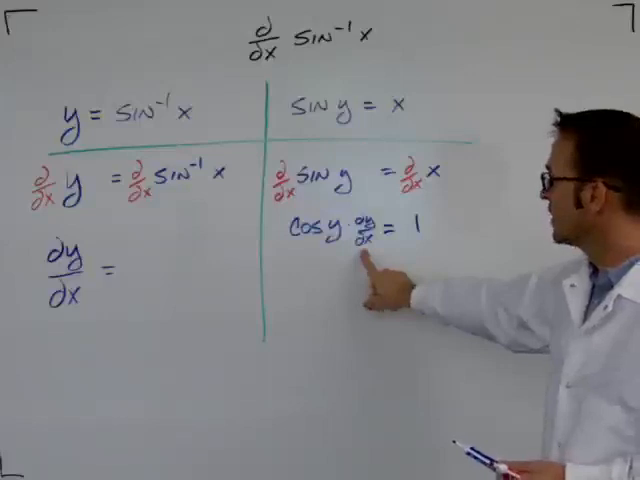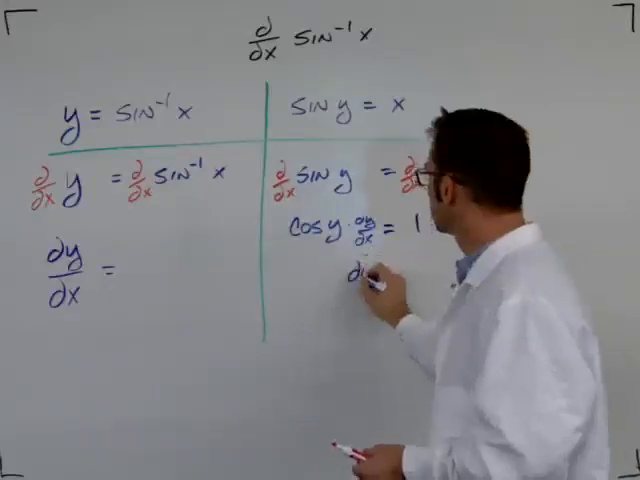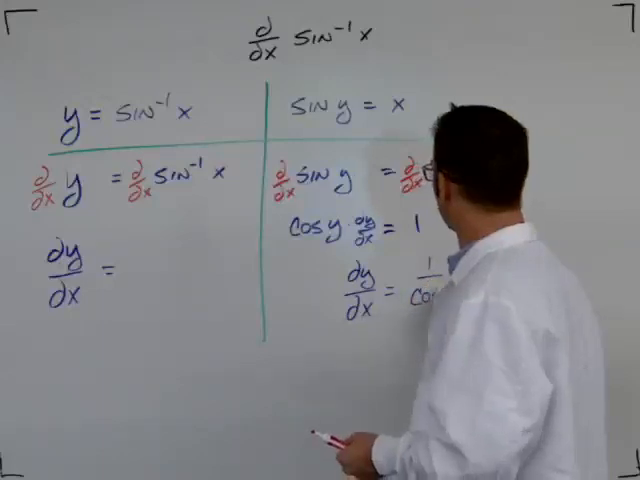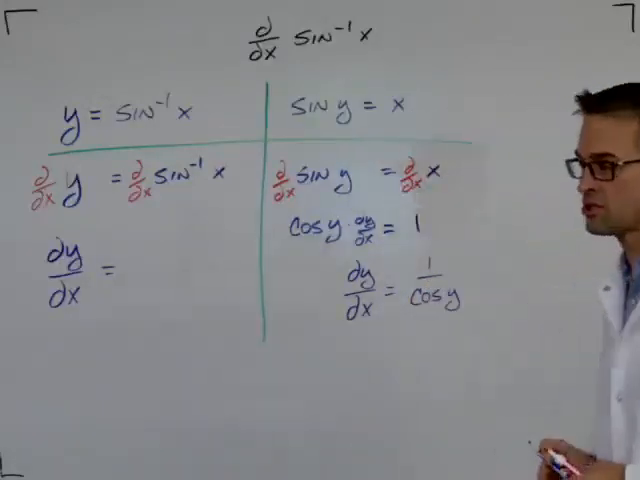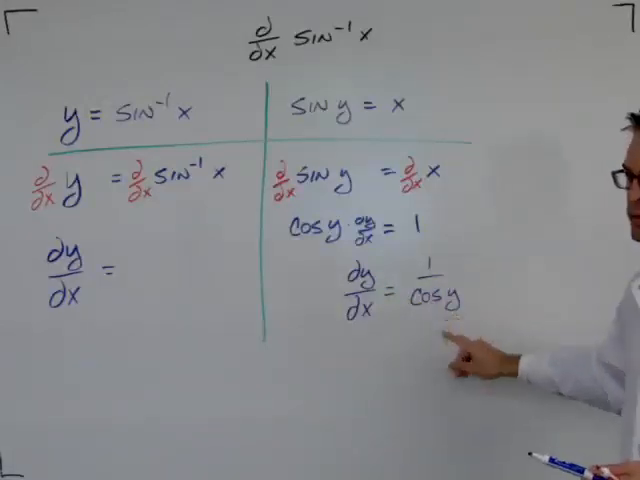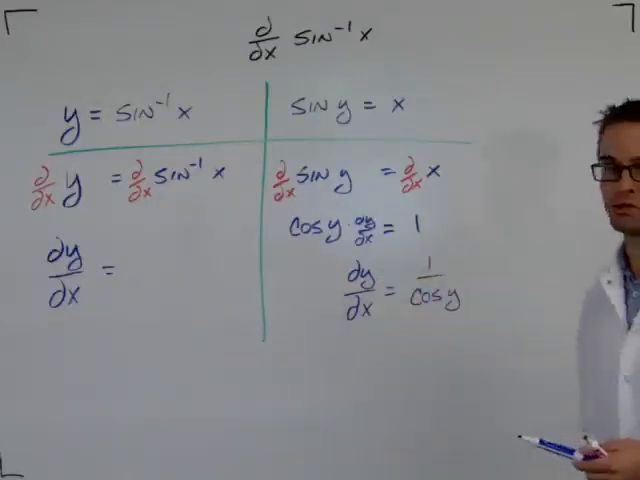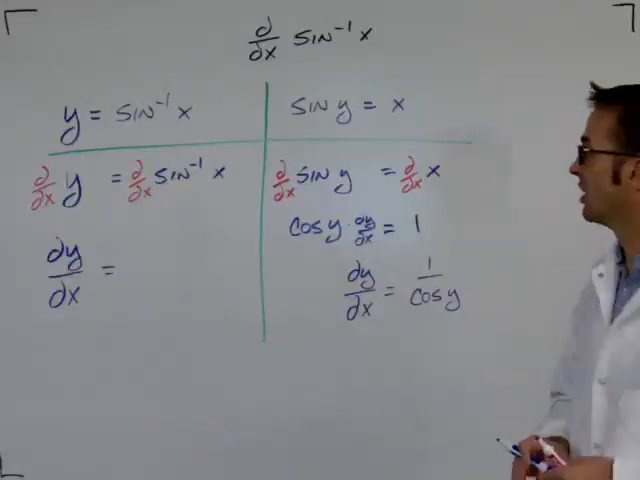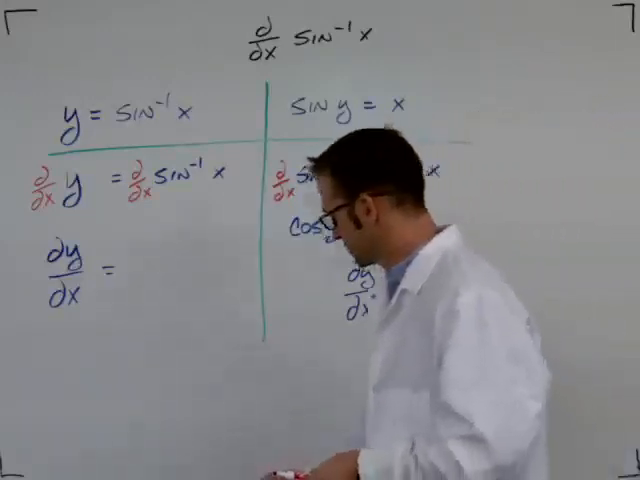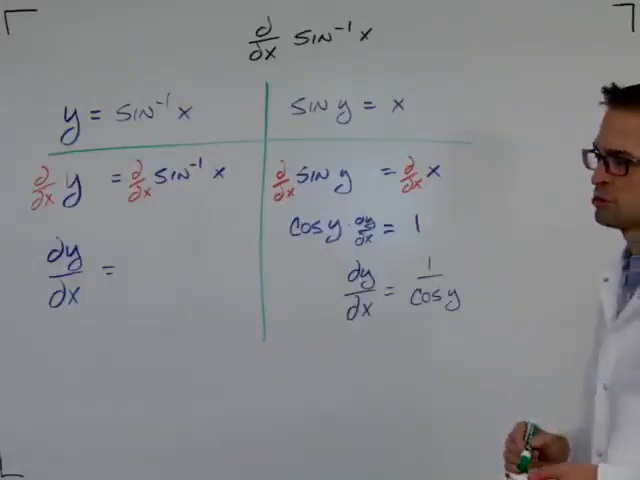Now our job is to find dy dx. And we do have a statement now for dy dx. And it is this, at least so far. The derivative of y with respect to x is 1 over cosine of y. But what I would like to do is have a statement of the derivative of y with respect to x explicitly in terms of x. So what I'll do is explore some things that I know so that I could find the derivative of y with respect to x.